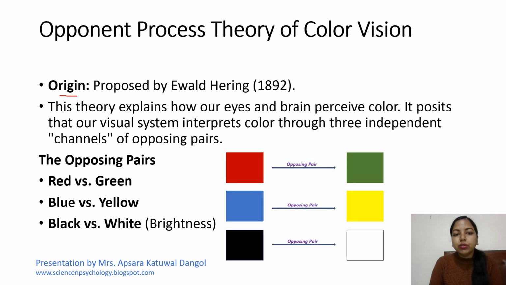If we talk about the origin, it was proposed by Ewald Hering in 1892. This theory explains how the eyes and brain perceive color. It posits that our visual system interprets color through three independent channels of opposing pairs: red versus green, blue versus yellow, and black versus white. As you can see here, the opposing pair of red is green, the opposing pair of blue is yellow, and the opposing pair of black is white.